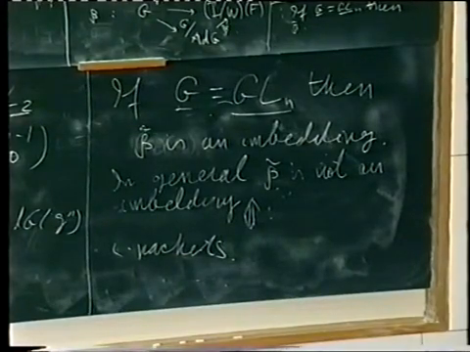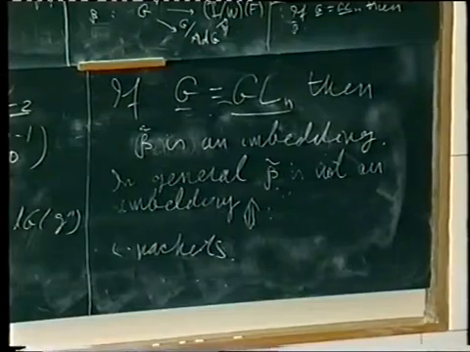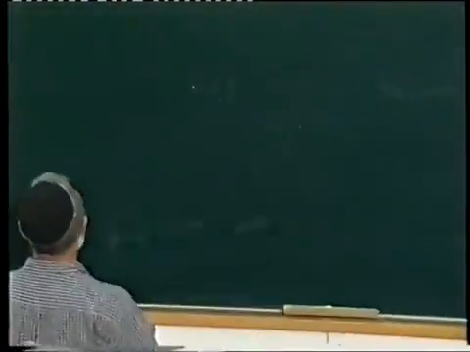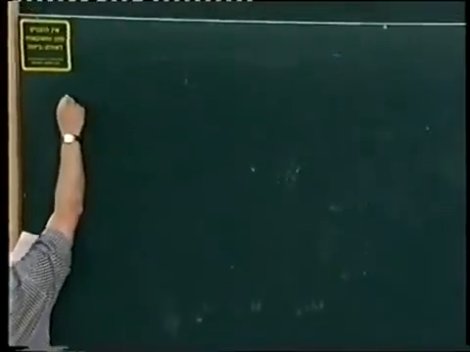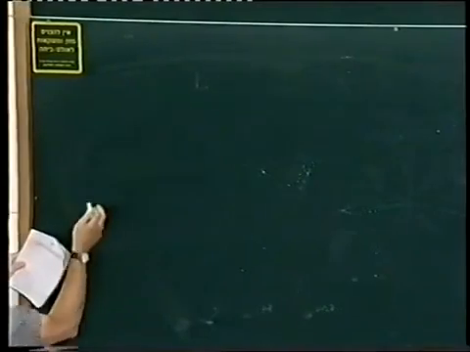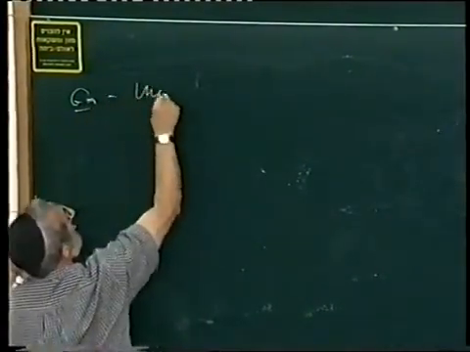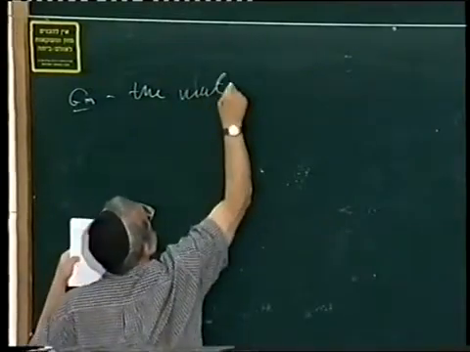Now I want to describe representations. We start with representations of a torus. So I start with an algebraic group. The simplest possible algebraic group is a torus. So the simplest torus is Gm, by definition, the multiplicative group.